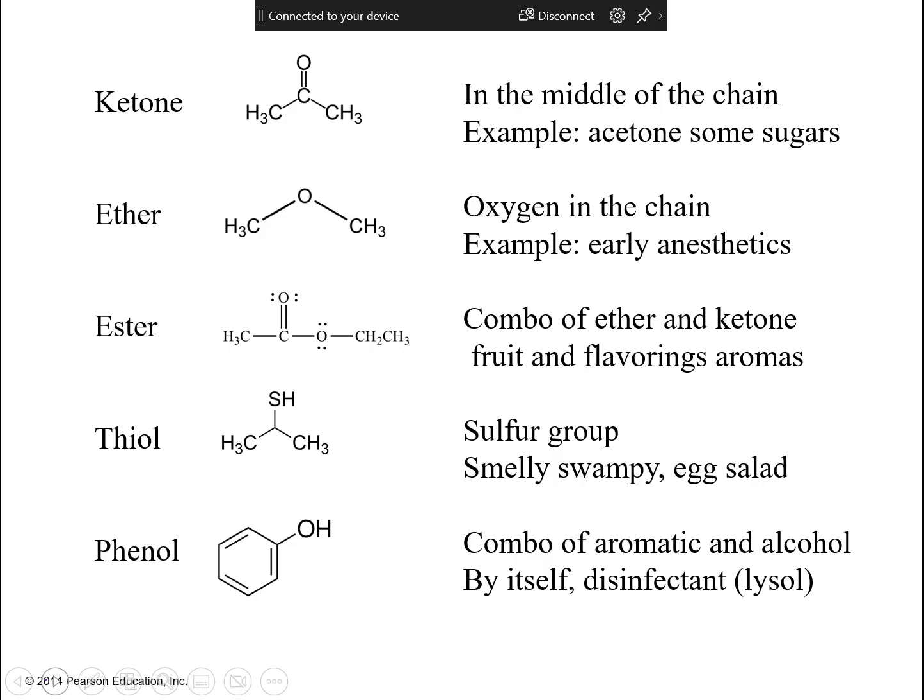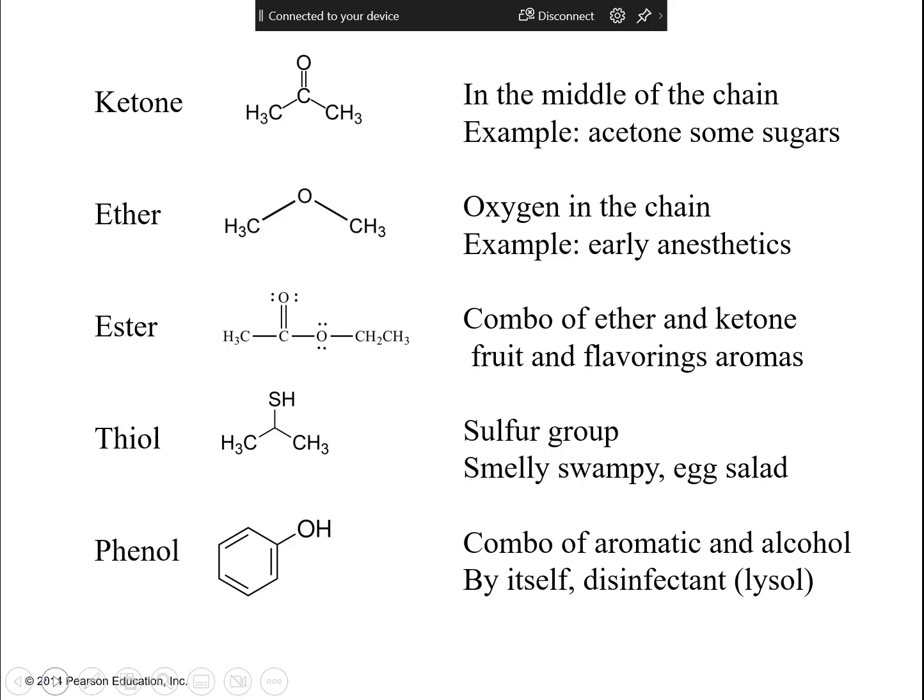Okay, and then the other ones. These other three are just different combinations of oxygen. All three of these are always in the middle of the molecule. A ketone is if you just have a carbon with a double bond oxygen, but nothing else. Notice there's no nitrogen on either side, because if there was, it would be an amide. So a ketone, like acetone, nail polish remover, has that double bond oxygen, and it's always going to be in the middle of a chain. But notice there's no nitrogen on either side of that carbon.